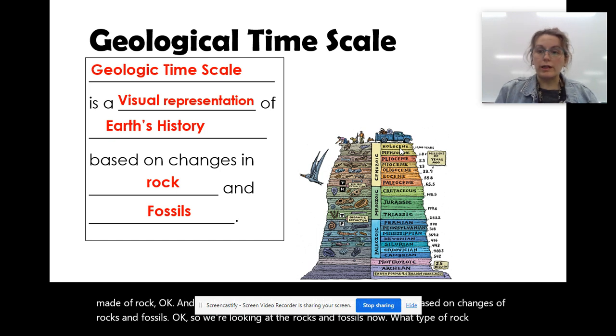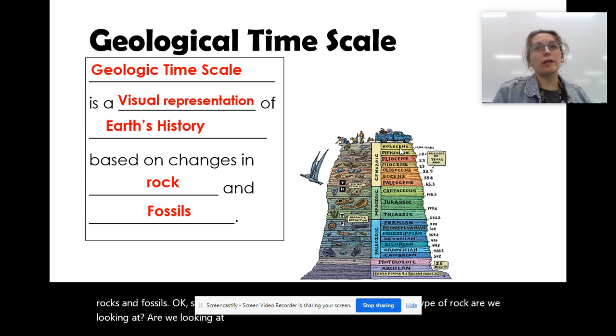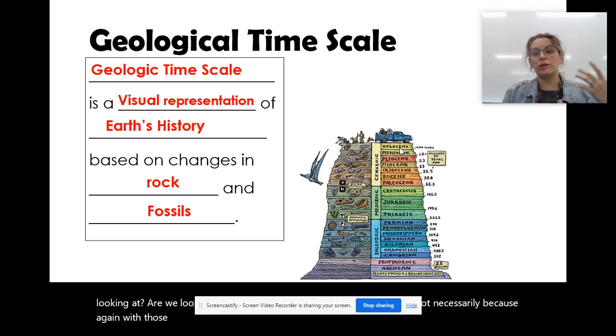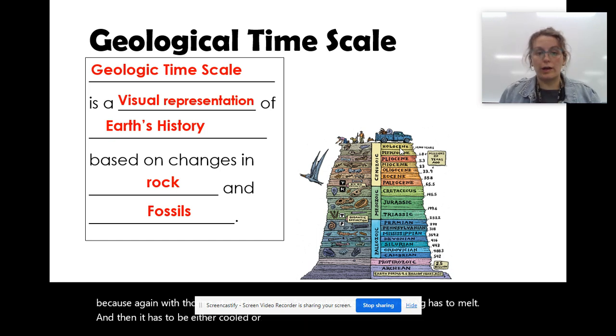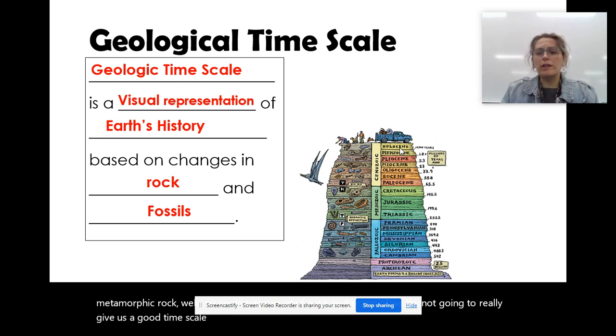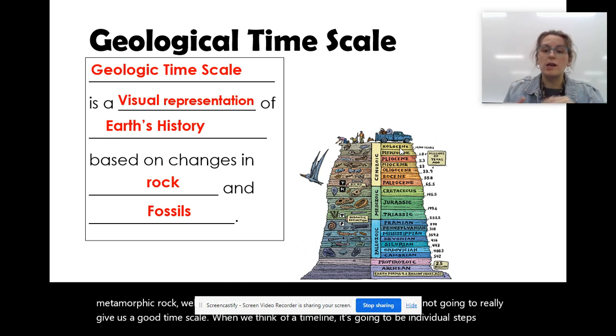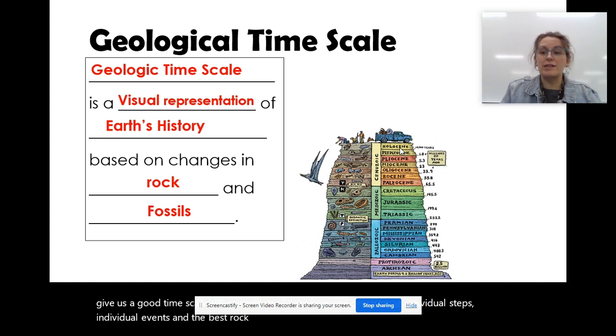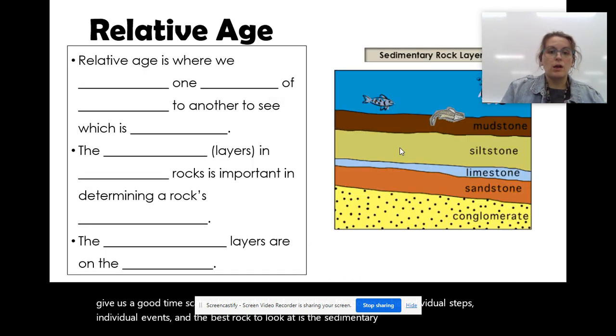What type of rock are we looking at? Are we looking at metamorphic? Are we looking at igneous? Not necessarily, because again, with those processes to create an igneous rock, everything has to melt, and then it has to be either cooled or exploded out of a volcano. If we think about a metamorphic rock, well, it's experiencing a lot of heat and pressure, so it's not going to really give us a good time scale. When we think of a timeline, it's going to be individual steps, individual events. And the best rock to look at is the sedimentary rock.